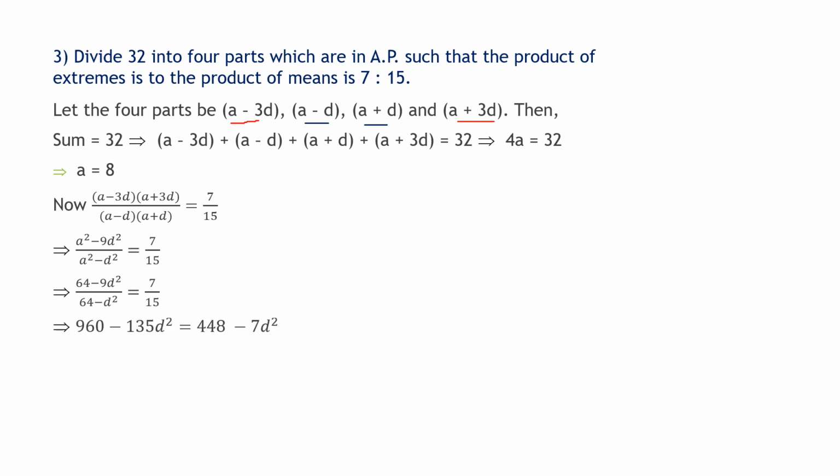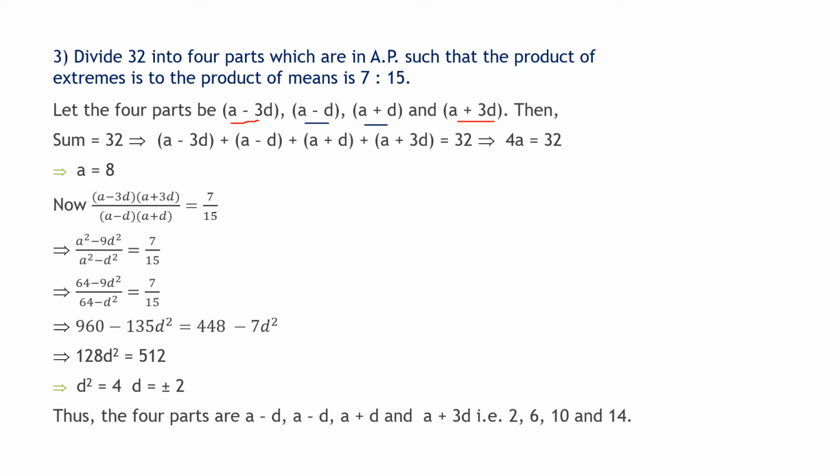Now cross multiplying we get 960 minus 135d square equal to 448 minus 7d square. Rearranging we get 128d square equal to 512. So d square equal to 4 and d is equal to plus minus 2. Here again we know the value of a, we know the value of d. Putting down the values, we get the numbers 2, 6, 10 and 14.